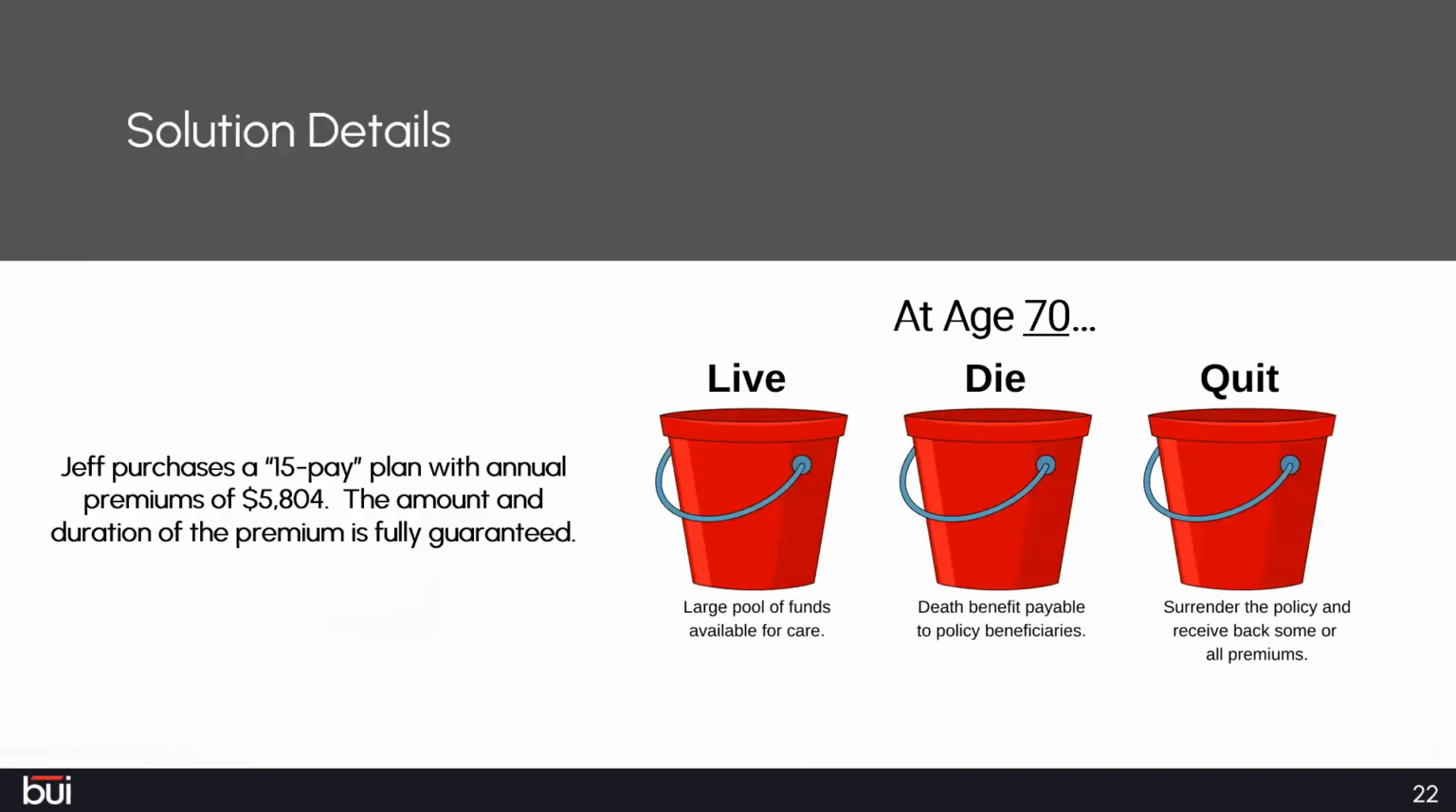It provides him with benefits at age 70. And the reason I use age 70 instead of age 85 here is because that's what he's worried about. He's worried about early onset dementia. At age 70, $700,000 pool of money, $120,000 in death benefit, and $70,000 if he chooses to surrender and quit.